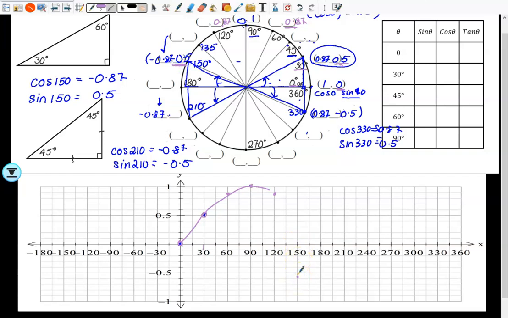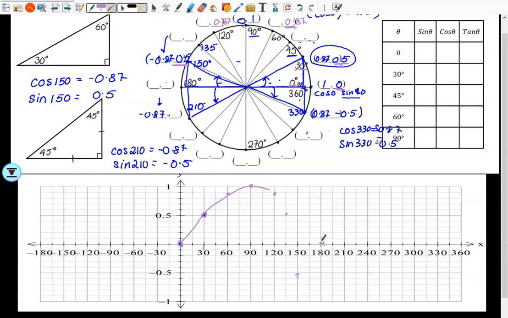Oh, that's looking a bit dodgy. It's not minus, it's positive 0.5. There you go. That's why it didn't look dodgy. Okay, and at 180, what's your sine here? 0. Once again, because it hasn't gone up or down, so that becomes 0. So you get to connect the dots and make it a smooth curve.